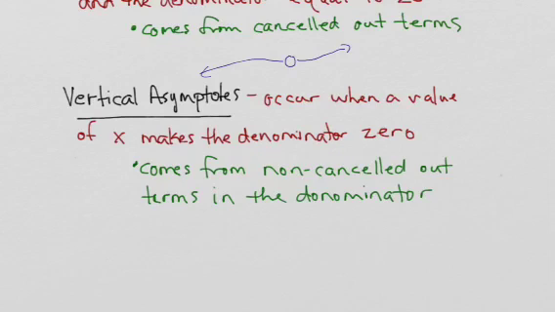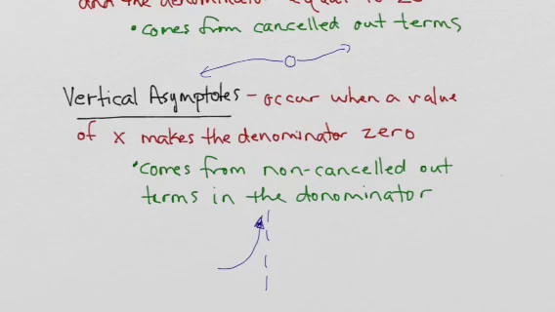These would come from any non-canceled out terms that are still left in the denominator. We worked on this a little bit yesterday. And again, what those are is vertical lines, and the graph will approach it but never touch. It's a hard concept to think about, but that's what's happening. They're never going to touch, but they're going to keep getting closer and closer and closer.